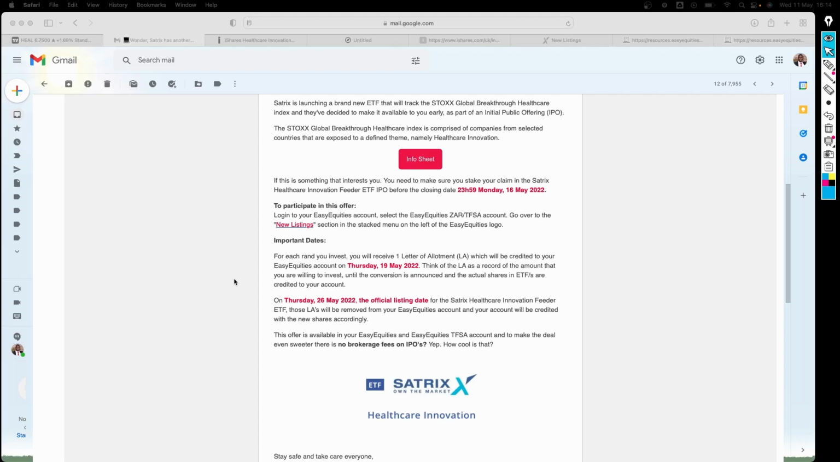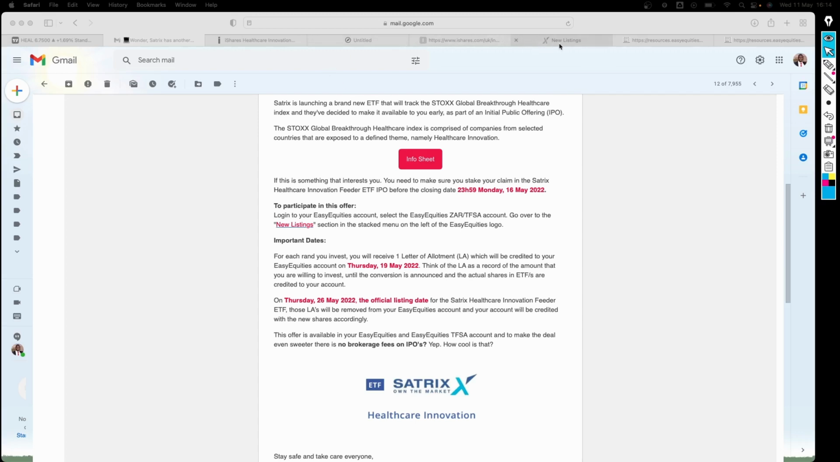So as we know, usually whenever Easy Equities comes up with a new IPO from any of the ETF providers, they do not charge their investors brokerage fees. Even with this ETF, it's going to be the same story. As you can see from the screen, it tells you that you need to make sure that you stake your claim before 16 May 2022. In order for you to participate, you're going to find this either in your Easy Equities South African Rand account or the TFSA account under new listing, right? So you need to make sure that is done. You have your letter of allotment there.